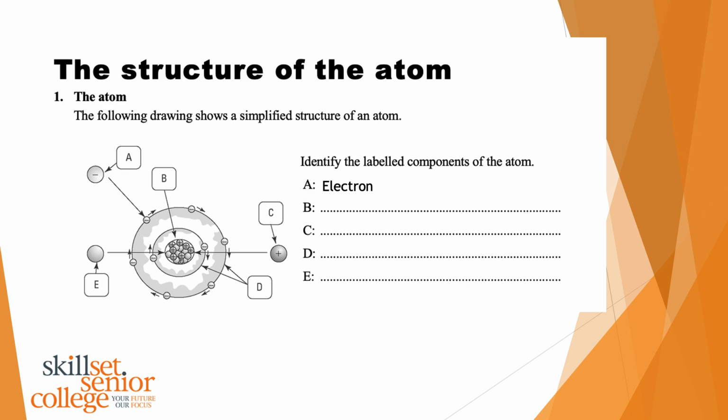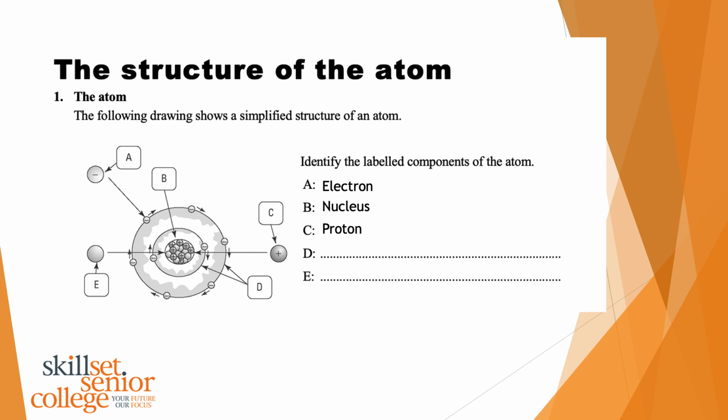Okay, if you've attempted these, if you look at B, B is pointing to that inner area of the atom. And I've spoken about that where all the protons and neutrons are. Collectively, we call that the nucleus. C is pointing to the nucleus, but it's pointing specifically to the particle with a positive charge. Protons have a positive charge, P and P. So hopefully you got proton for C.